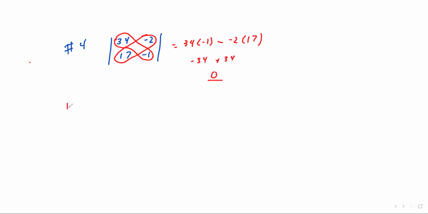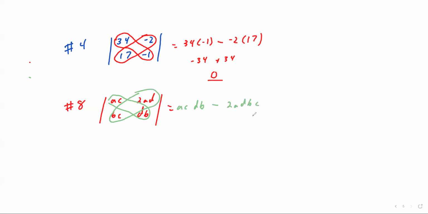So let's do another one. Let's look at number 8. Number 8 is AC to AD, BC, DB. Right? They're going to try and make this more complicated than it needs to be, but it's the same process. I'm still going to take this diagonal. That's going to be AC DB minus this diagonal. So that'd be 2ADBC. I don't know how much they want to simplify.